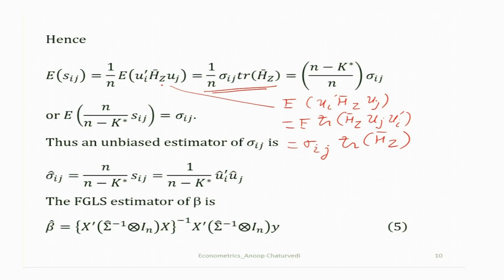Remember, h bar z is an idempotent matrix, and h bar z is equal to I minus z (z transpose z) inverse z transpose. So, trace of h bar z is equal to n minus k star, or expected value of n upon (n minus k star) S_ij is equal to sigma_ij. So, if you take the estimator sigma hat_ij equal to n upon (n minus k star) S_ij, which is equal to u_i hat transpose u_j hat upon (n minus k star), then this is an unbiased estimator of sigma_ij.